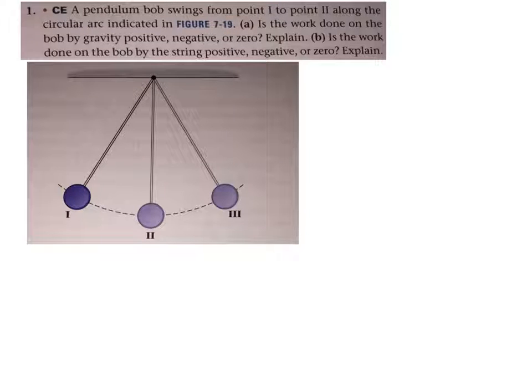Chapter 7, Number 1. A pendulum bob swings from point 1 to point 2 along the circular arc indicated in the figure below. So a pendulum is an object that's free to swing around a so-called pivot. So the pivot point here is this. A physical pendulum is a real object.